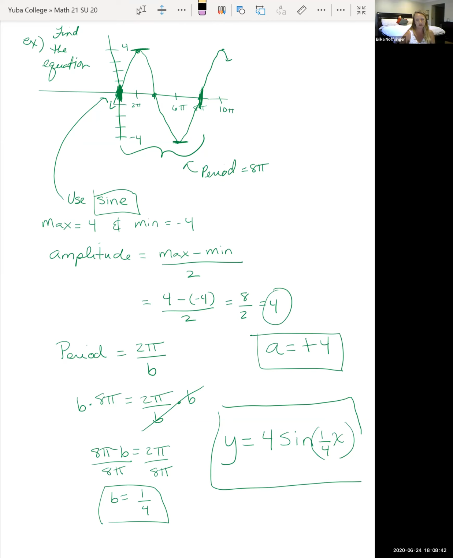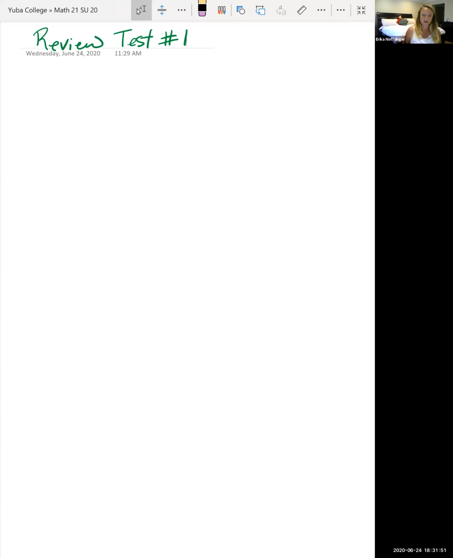Other questions? Okay, so we're looking at what you need to know for tomorrow's exam. You should be able to go back and forth between degrees and radian measures.